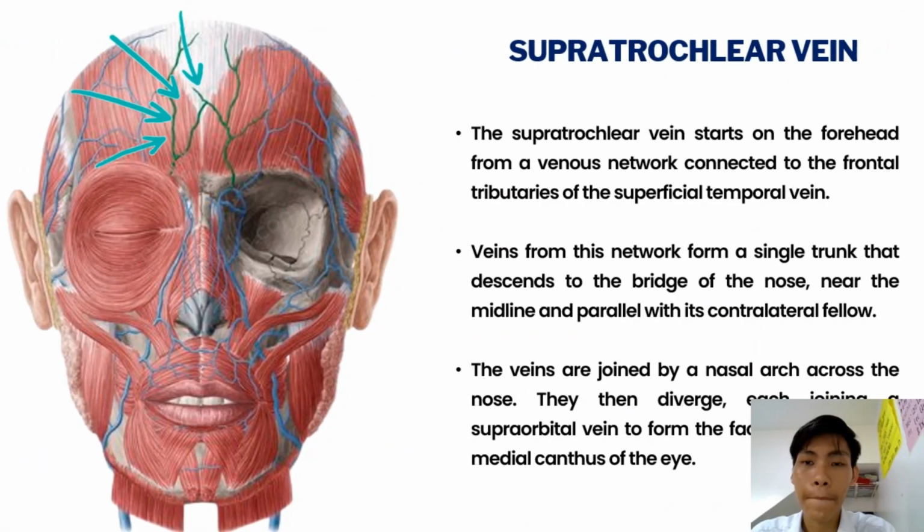The supratrochlear vein starts on the forehead from a venous network connected to the frontal tributaries of the superficial temporal vein. Veins from this network form a single trunk that descends to the bridge of the nose, near the midline and parallel with its contralateral fellow. The veins are joined by a nasal arch across the nose. They then diverge, joining a supraorbital vein to form the facial vein at the medial canthus of the eye.